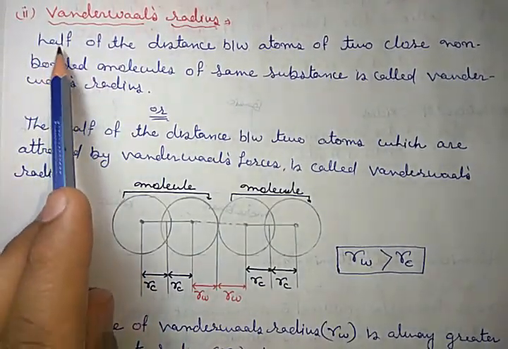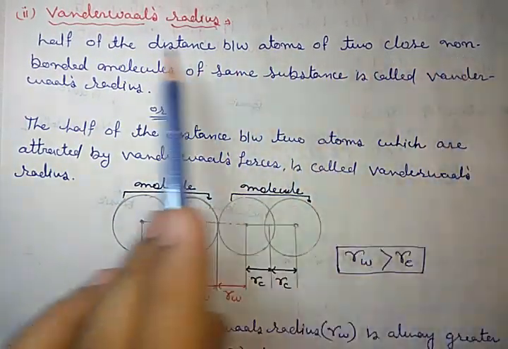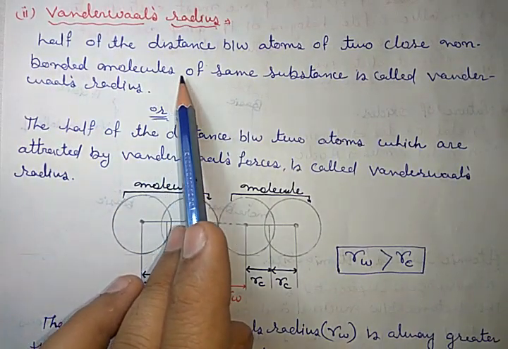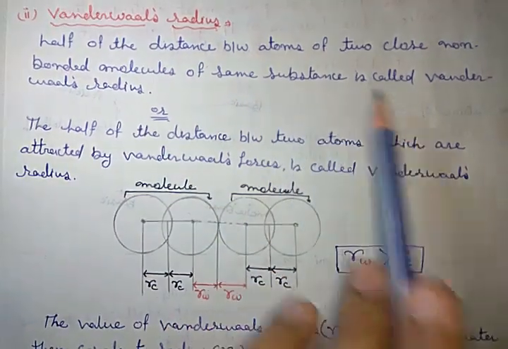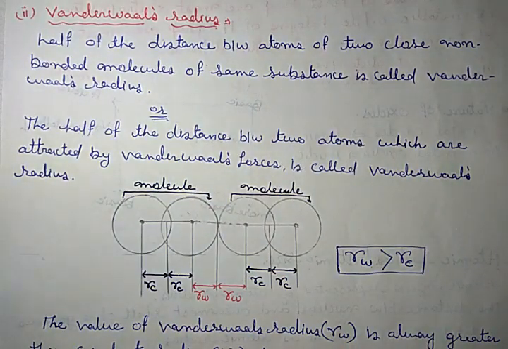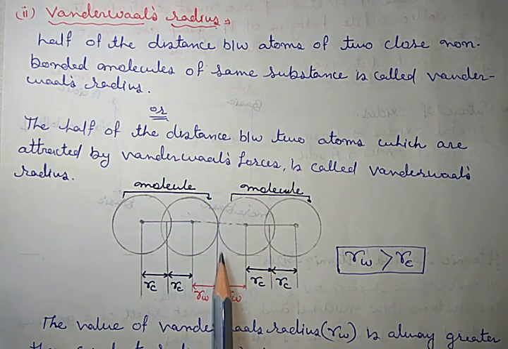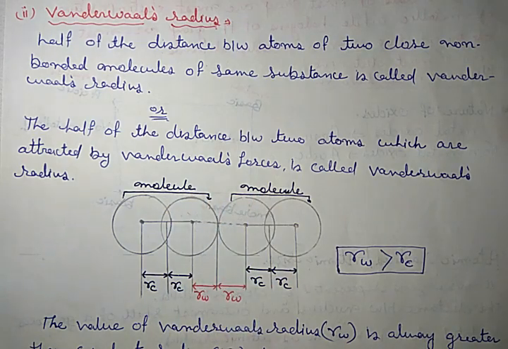The first definition is half of the distance between the atoms of two close non-bonded molecules of the same substance is called van der Waals radius. Again repeating, half of the distance between the atoms of two close non-bonded molecules is known as van der Waals radius.